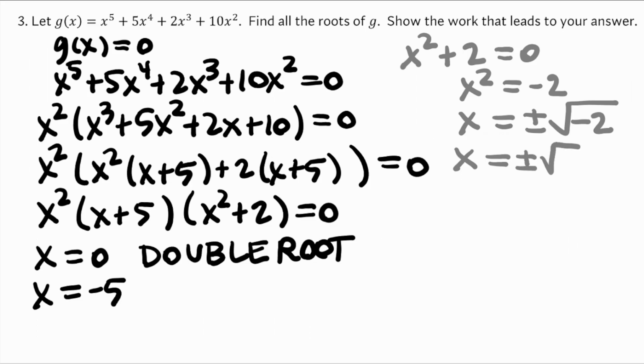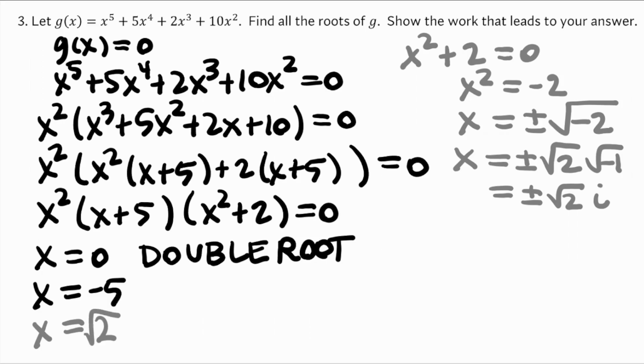I'm going to have square root of 2 times the square root of negative 1. That's what we'd call square root of 2 times i. And so I'm going to report my other two solutions would be x equals square root of 2 times i, and x equals negative square root of 2 times i. Okay, and so, yeah, when I see 3 single roots and 1 double root, that adds up to 5. The g is a fifth degree polynomial. That makes sense.